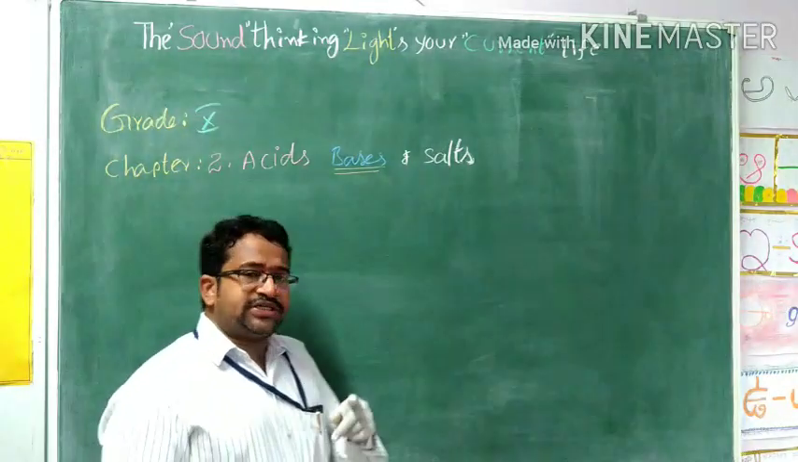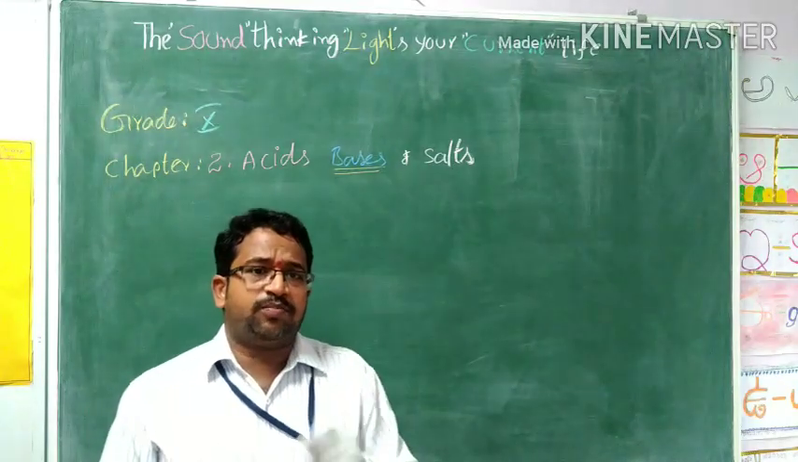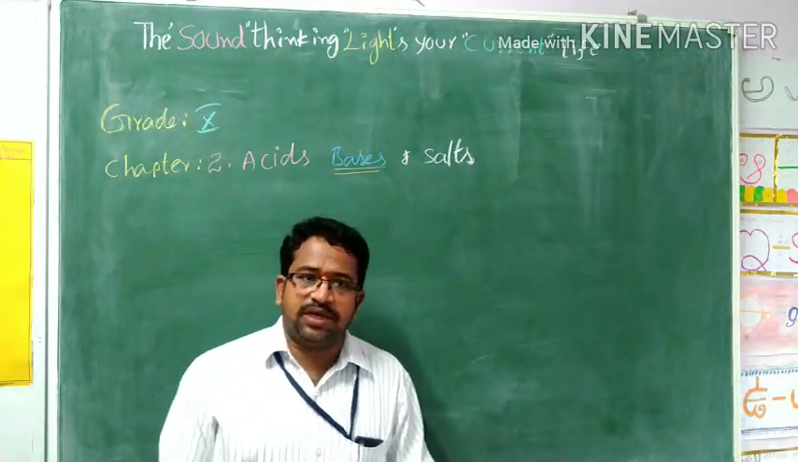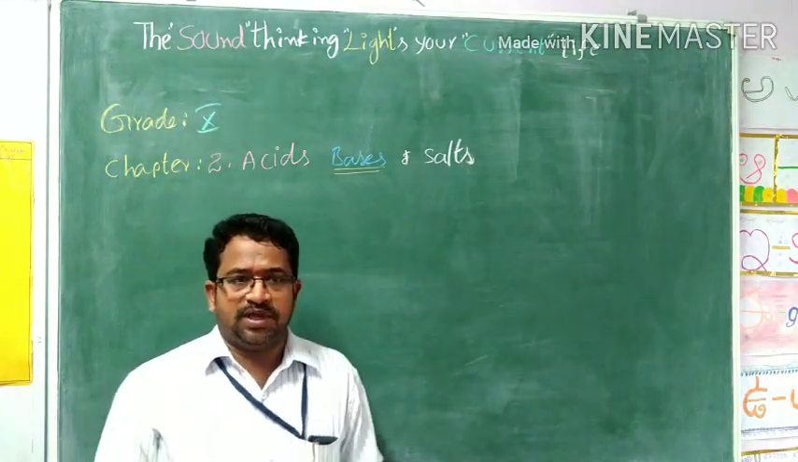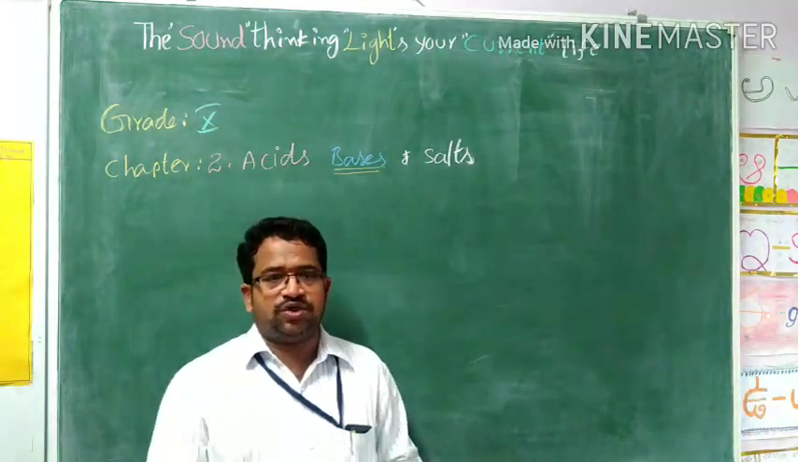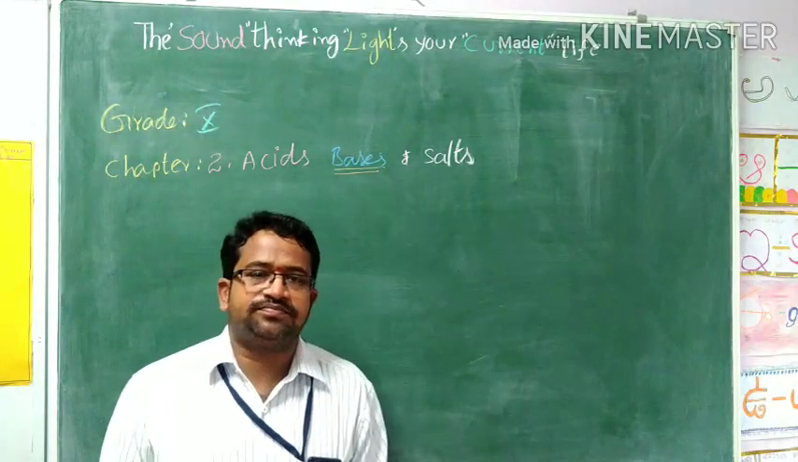In the last class I said litmus paper or litmus solution can be obtained from the lichen plants. Now open page number 20. At the bottom there is a box, "Do you know?" In that, a few important things are there, just underline them.